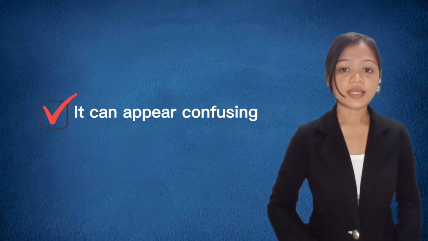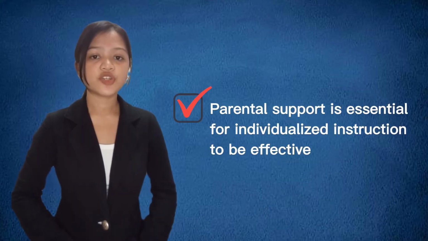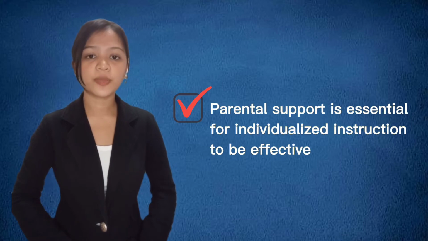Differentiated teaching is high-quality instruction, yet it can appear confusing at all times. Parental support is essential for individualized instruction to be effective because students can reinforce concepts gained in the classroom at home. Teachers will need to communicate frequently with parents about what their children are learning and how they learn best. If a strategy appears unclear to the parents, they may be unable to assist their child or may sabotage any progress that has been made.